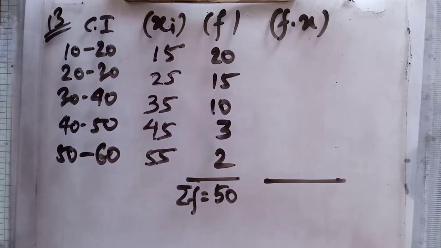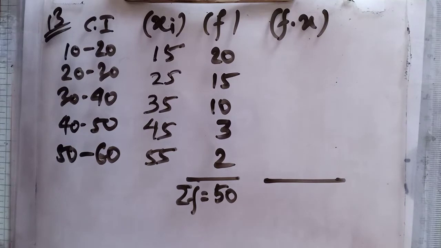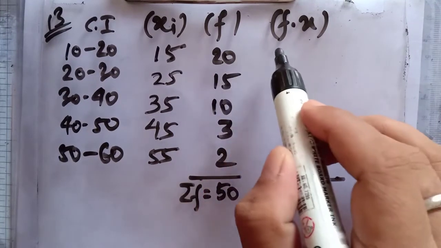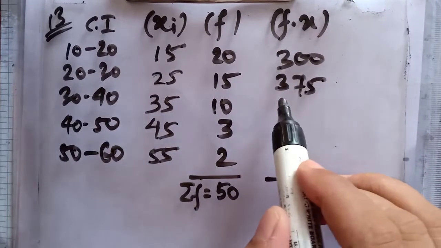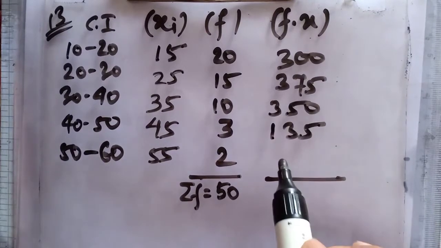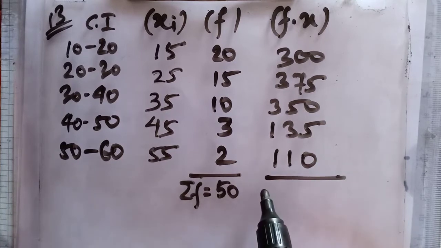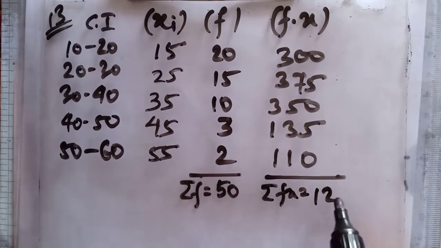For the direct method, you can simply go for finding fx, f into x. So you have f into x as 15 into 20. So you have 300, and respectively if you follow, you get these values. If you sum them up, summation of fx is equal to 1270.